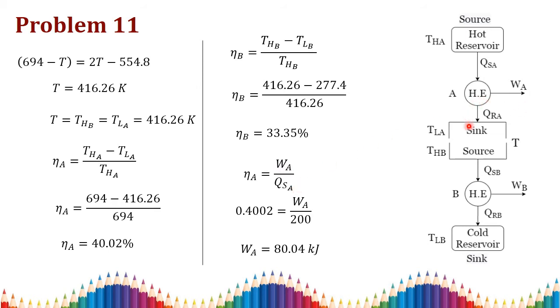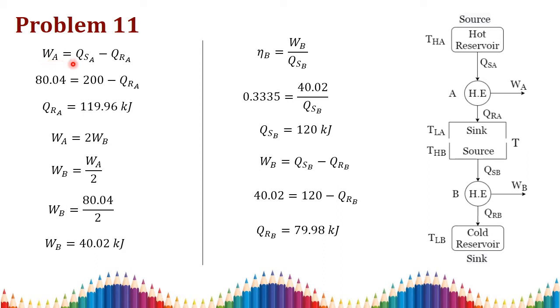need to find out heat rejection for the cold sinks QRA and QRB. We need to find it out. For that I am writing efficiency A is equal to work done of A by QS of A. So QS of A is given in the problem, and the efficiency we find out here. So you substitute, you can get the work done of A. This work done of A will be 80.04 kilojoule.